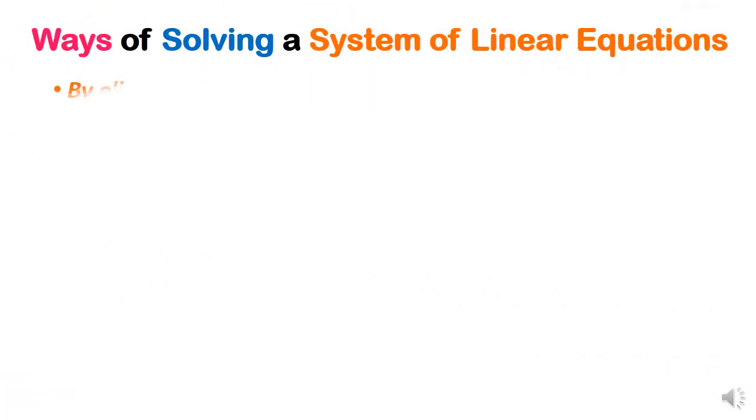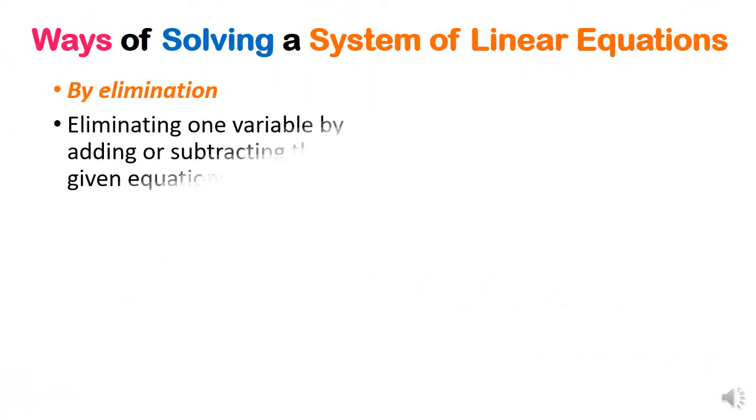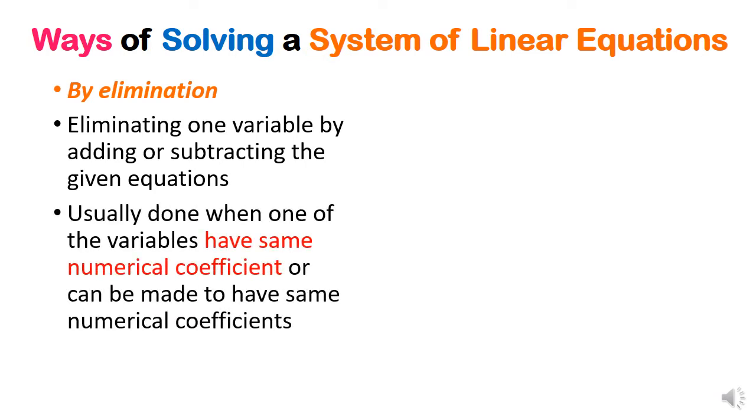Okay, so by elimination, what we want is to eliminate one variable at a time by adding or subtracting the given equations. And this can usually be done when one of the variables have same numerical coefficients or can be made to have same numerical coefficients using algebraic processes.